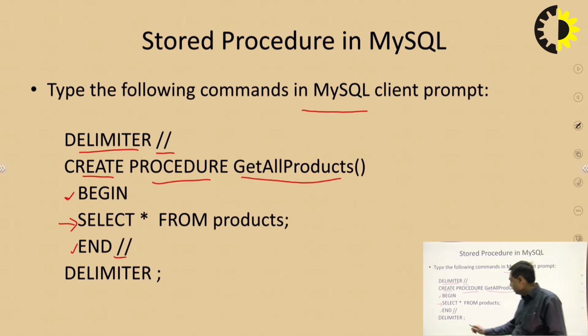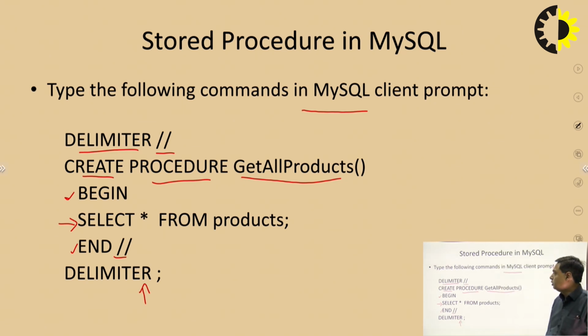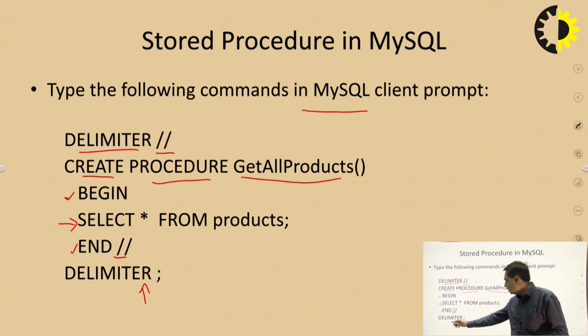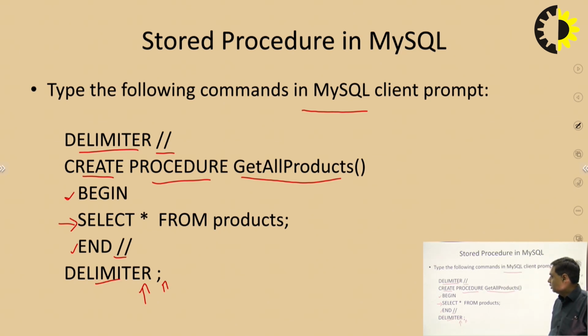Now the important part is that whenever we change the delimiter in the MySQL prompt, we need to reverse it back to the default delimiter, which is semicolon. So again we use delimiter semicolon, and then the delimiter goes back to the default position, that is semicolon. Very important: whenever you create a stored procedure, first of all we need to change the delimiter, and only then can we write the procedure.